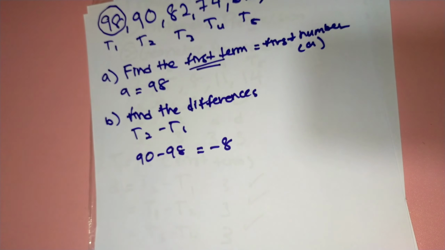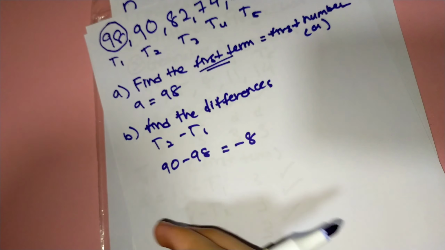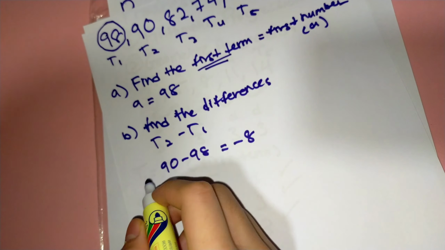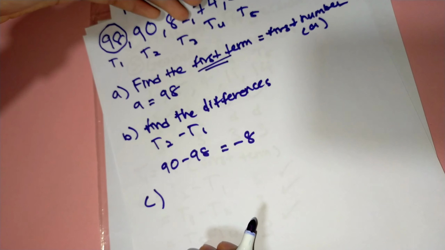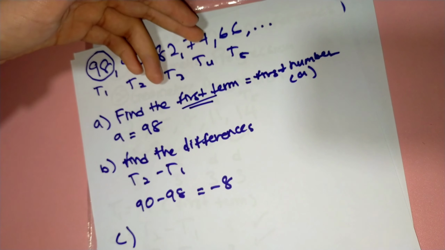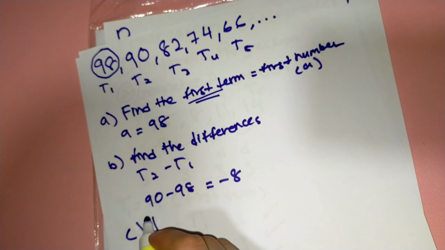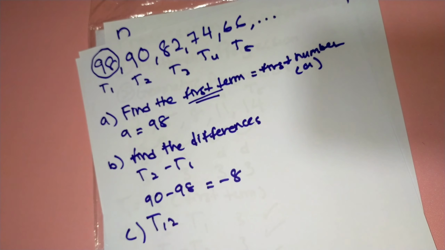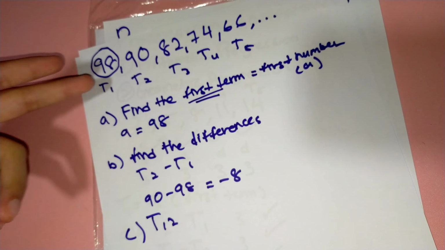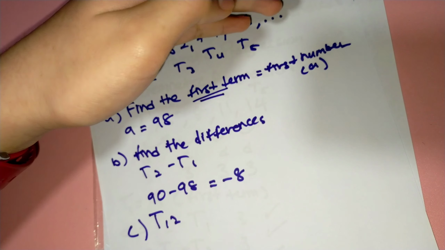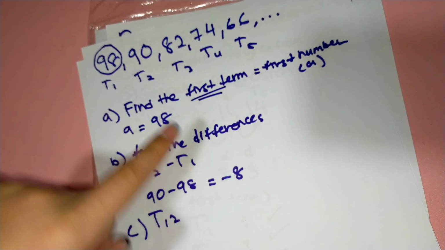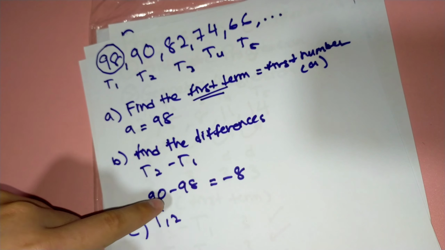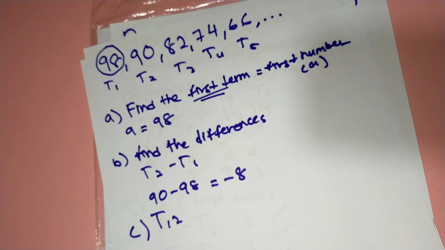So how about if I want to find another term which is not in the group of numbers, not on the list? I want to find T12. You can do it manually, like minus 8, minus 8, minus 8 for every term until the 12th term. But there is also a formula, so you can just follow the formula like this.